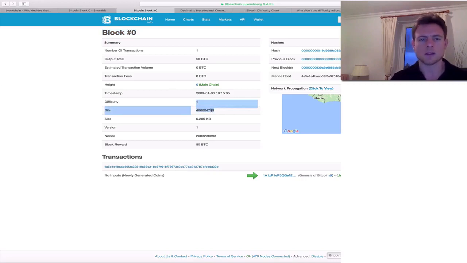Both these values here are very, very important when you're talking about difficulty. Okay. Now we're going to talk about what difficulty is. We're going to talk about what bits is. Now I'm going to take it step by step.